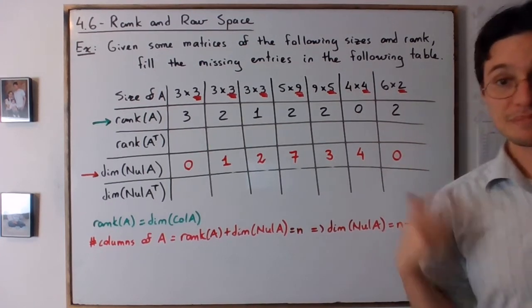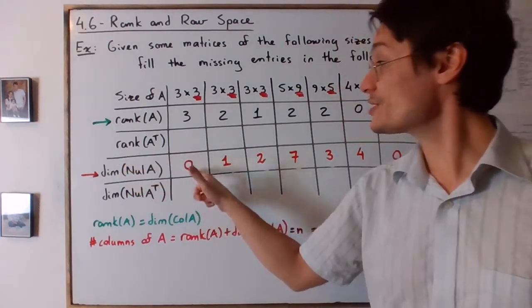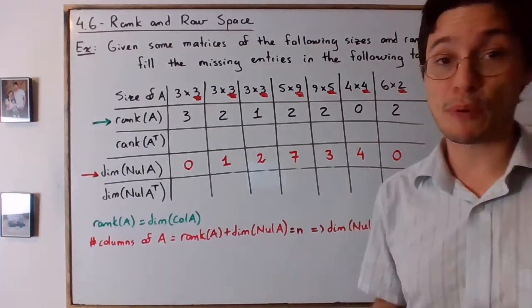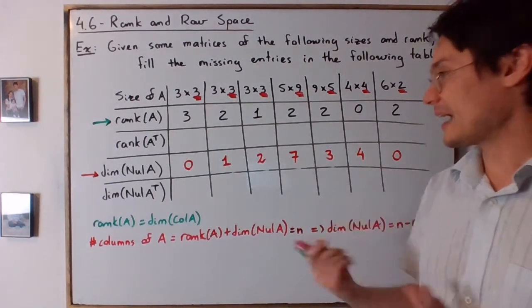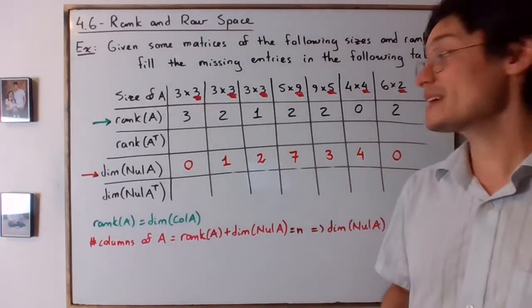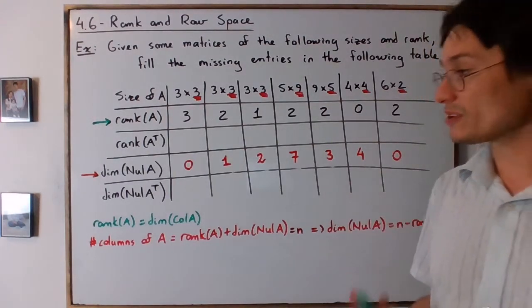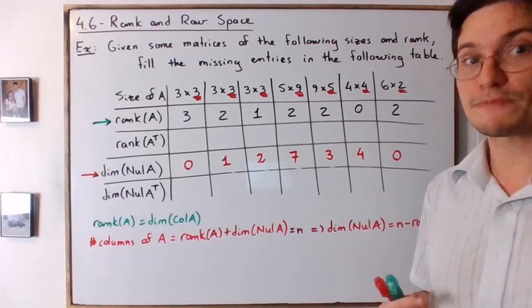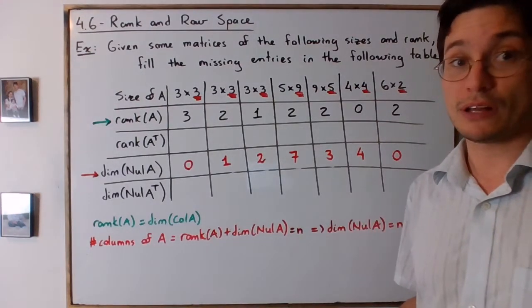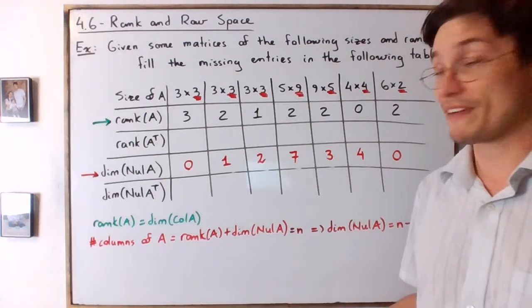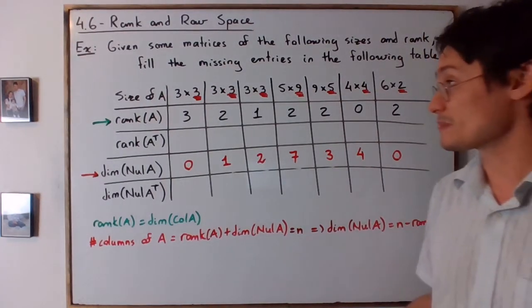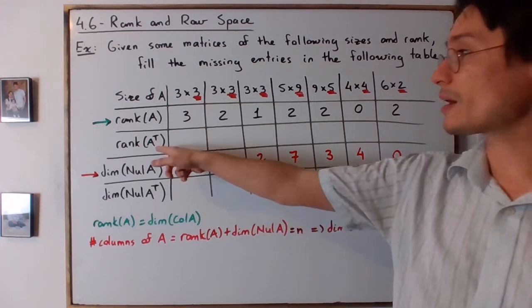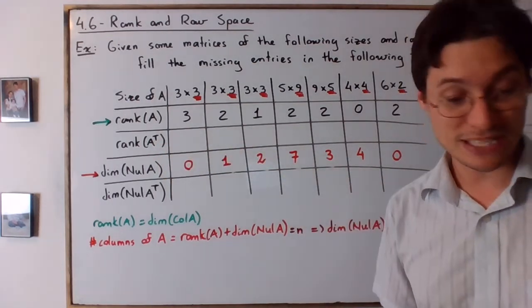Now keep in mind that if the dimension of the null space of A is 0, it has a lot of important consequences. The columns of A are linearly independent, Ax equals 0 has only the trivial solution, or you can also say that the null space is the trivial subspace of Rn, just the zero vector. But let's continue. Let's now talk about the rank of A transpose.